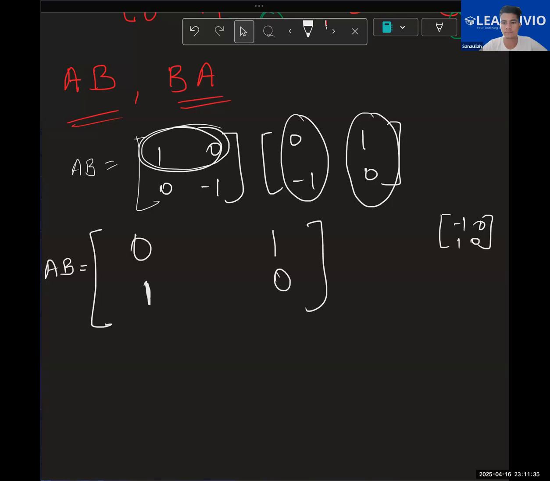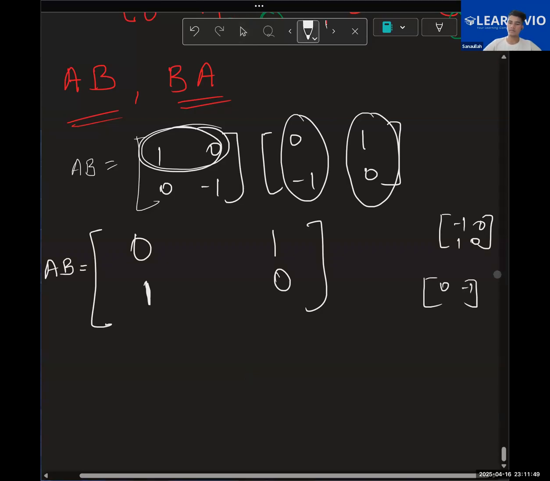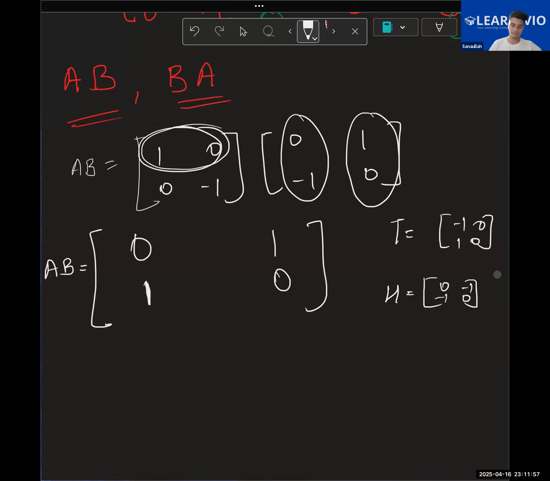Sir? They are done. Yes, sir. Sir, for AB, I'm getting 0, -1, -1, 0. Okay. We are getting 0, -1, -1, 0. So this is Taiba's answer and this is Adia's answer. Okay. Take them.